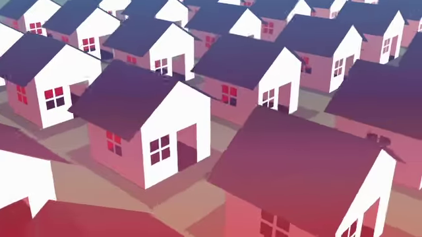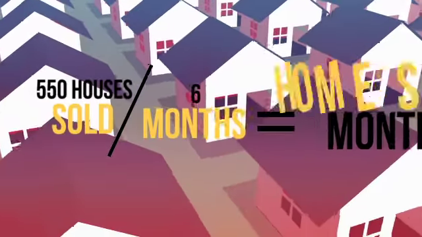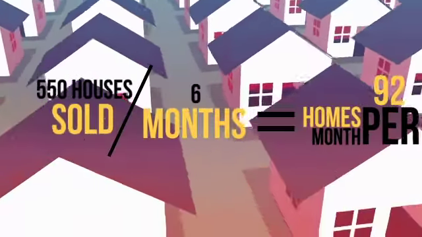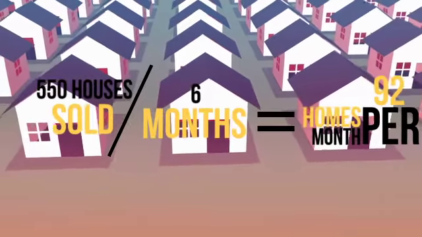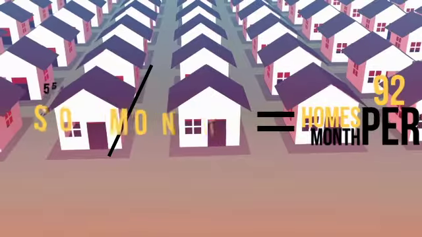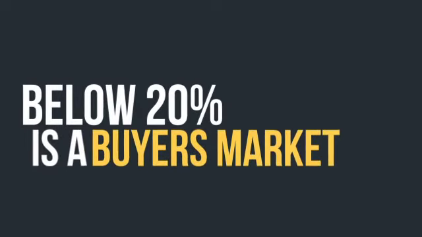Let's take a look at the current market in Pembroke Pines for single-family houses. In the past 6 months, 550 houses have sold. That is approximately 92 homes per month. There are currently 150 homes available for sale now. So we take 92 homes divided by 150 to get 61%. Typically, a high absorption rate is over 20%, which means it's a seller's market, and below 20% is a buyer's market.